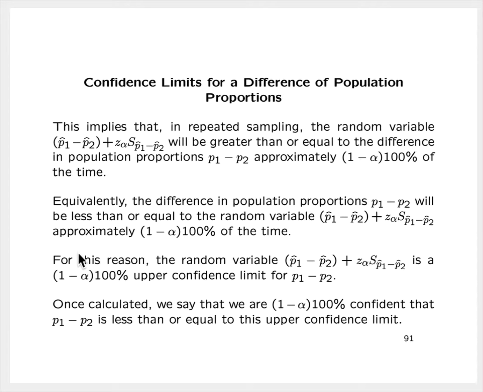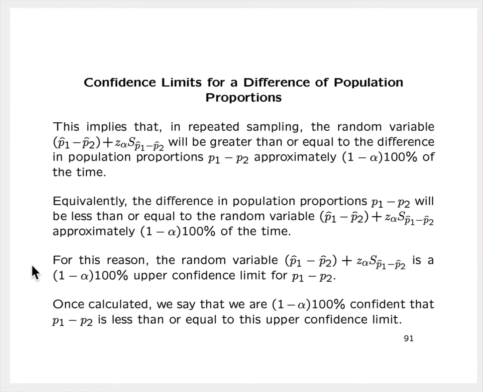That implies that in repeated sampling, the random variable P1 hat minus P2 hat plus z sub alpha times the estimated standard error of the difference in the sample proportions will be greater than or equal to the difference in population proportions P1 minus P2 approximately 1 minus alpha times 100% of the time. Equivalently, the difference in population proportions P1 minus P2 will be less than or equal to this random variable, approximately 1 minus alpha times 100% of the time.